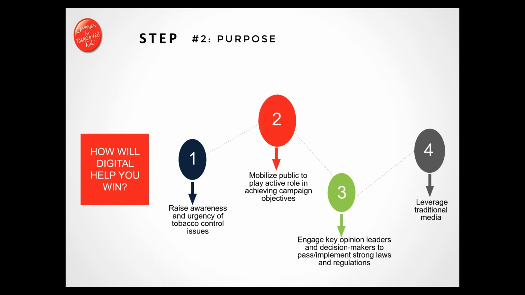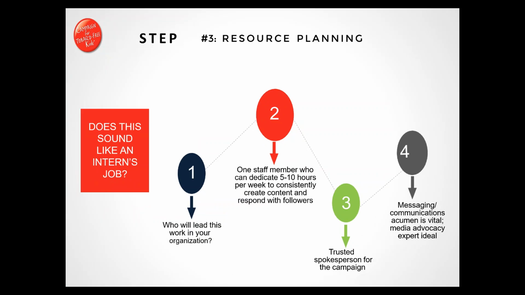Next, once you have that, is understanding the purpose of digital. We also talk about this as how will digital help you win? And we talk about it in different frameworks of raising awareness to mobilizing the public, engaging key opinion leaders and decision makers, and then lastly is leveraging traditional media. So this again goes from your organizational objective to a clear strategy. And then that third piece of the resource planning, where you're not just saying, okay, great, and shuttling everything off to an unpaid intern, but looking to identify the understanding of clear resources and identifying who's doing what to actually make a program successful within your organization.